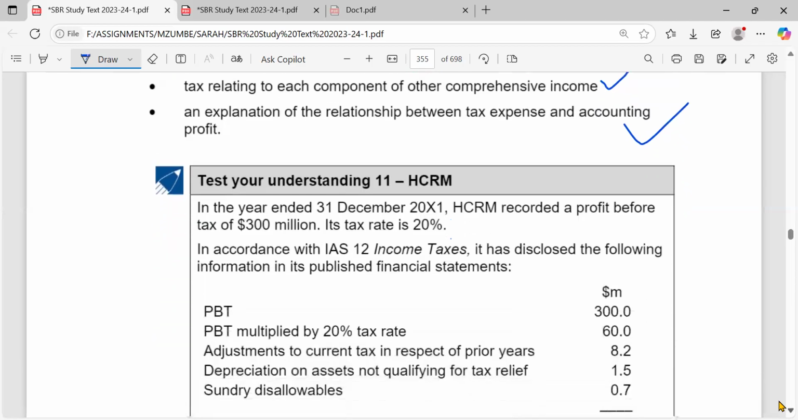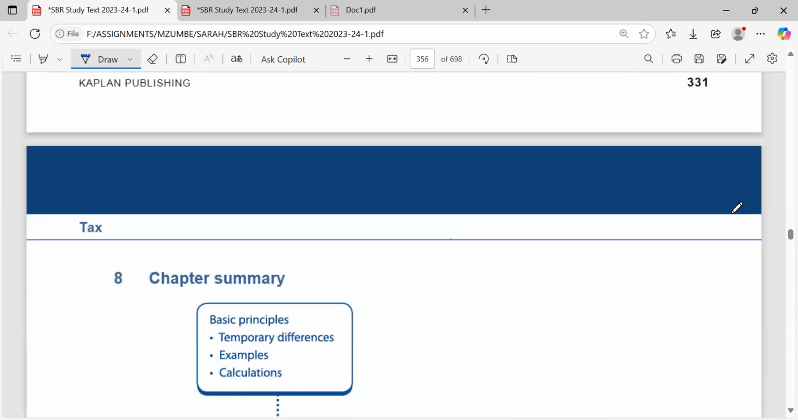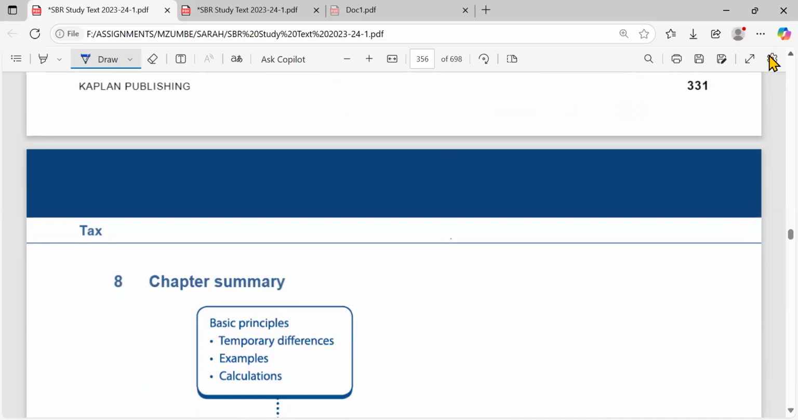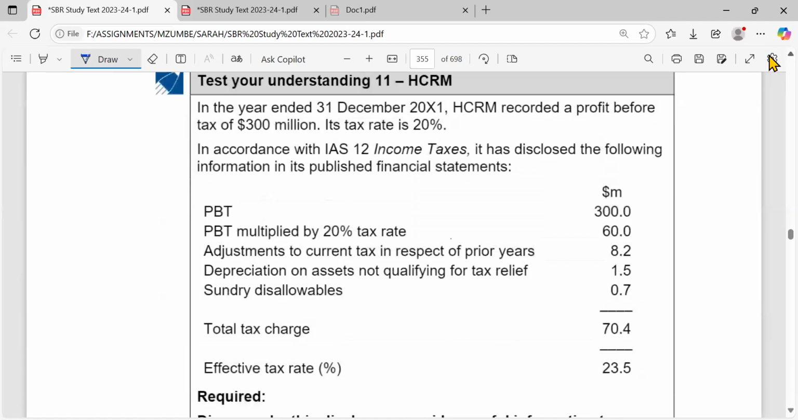Okay, let's look at this example here, test your understanding. Let's look at this last example here and be done with the standard. Test your understanding 11, HCRM. It says in the year ended 31st December 2021, HCRM recorded a profit before tax of 300 million, while its tax rate is 20%. In accordance with IAS 12 Income Taxes, it has disclosed the following information in its published financial statements.